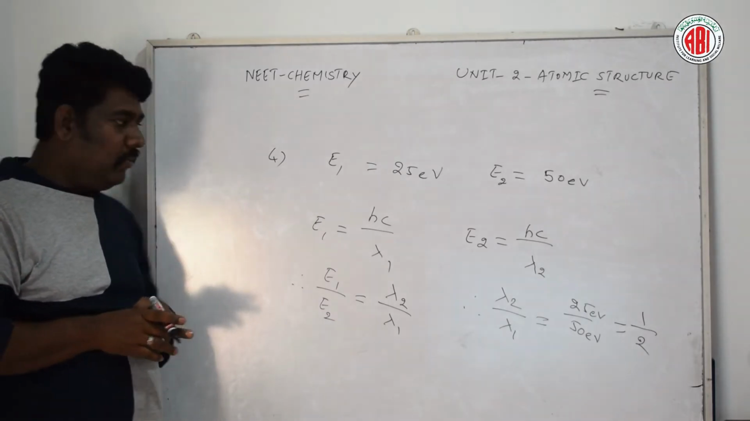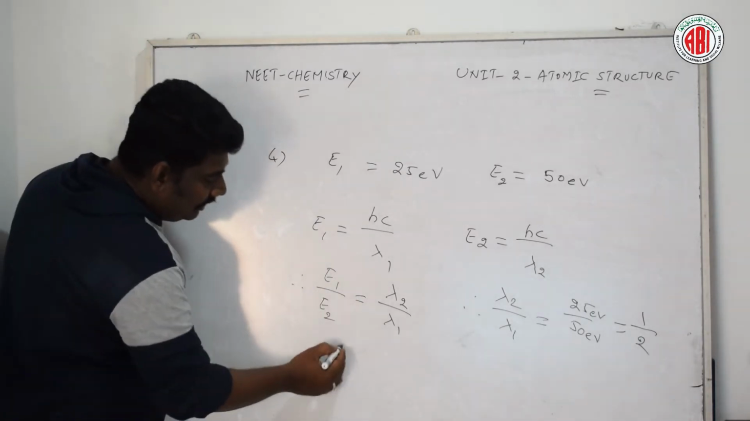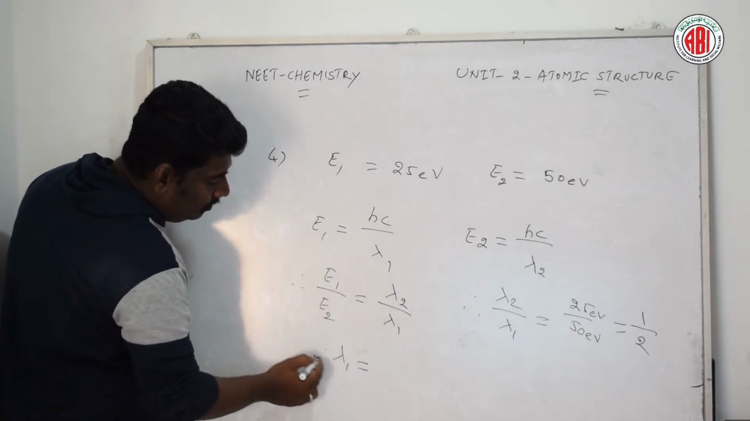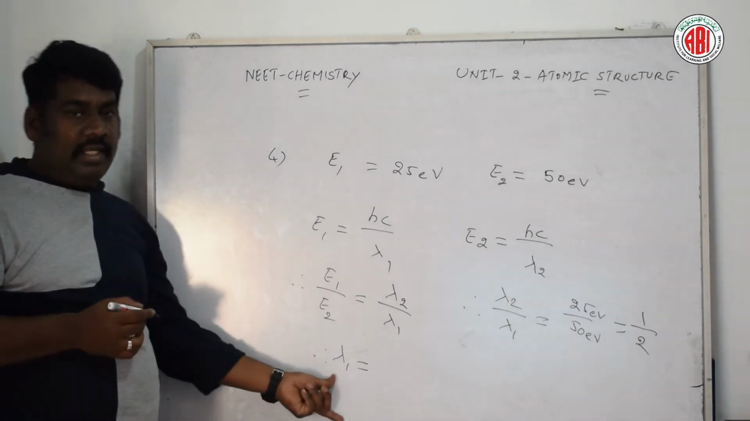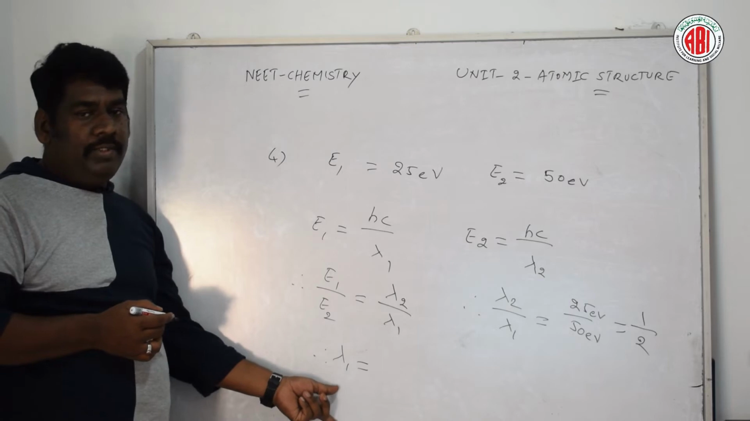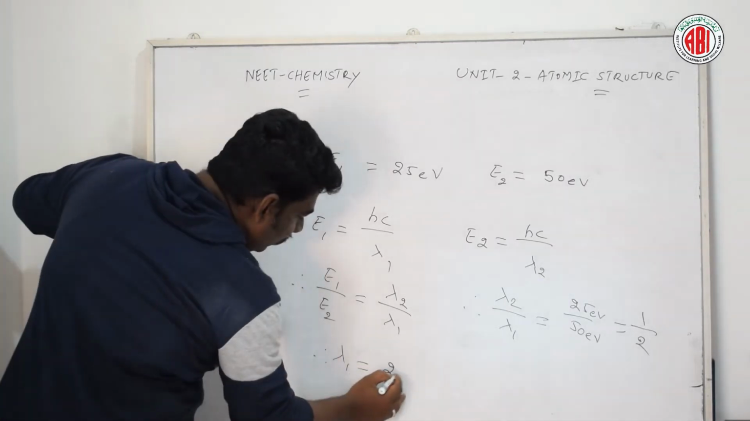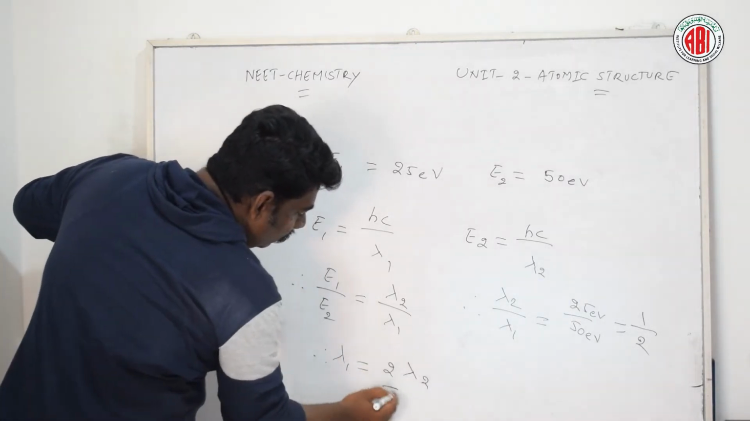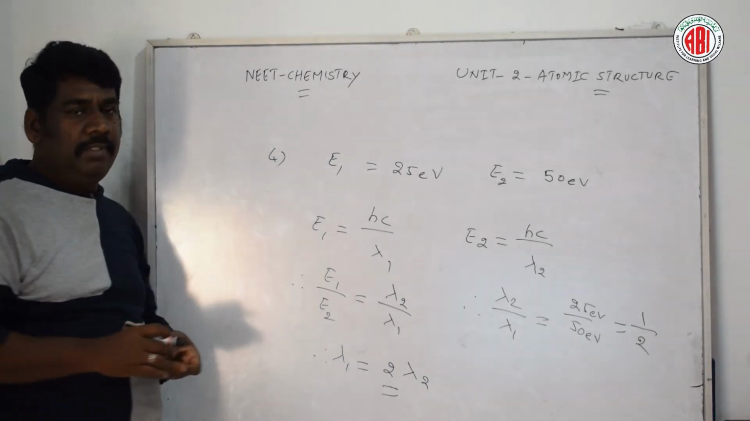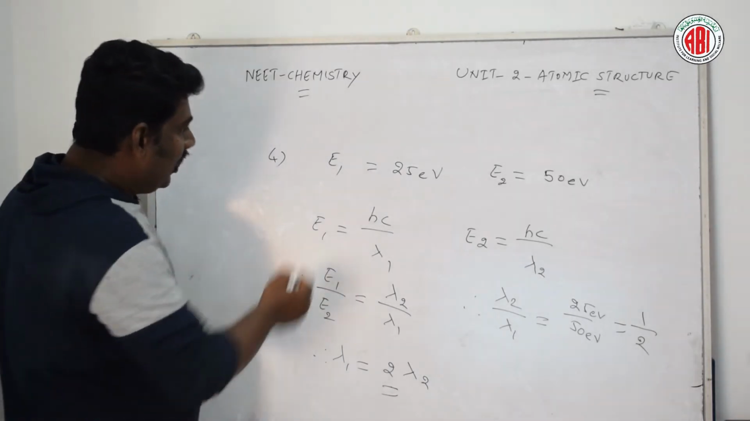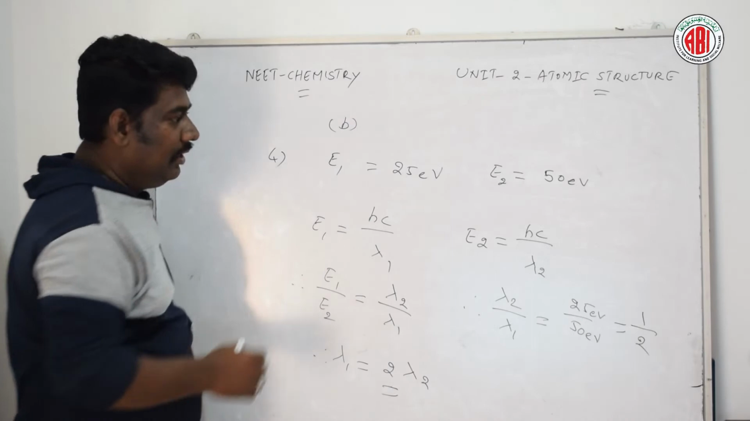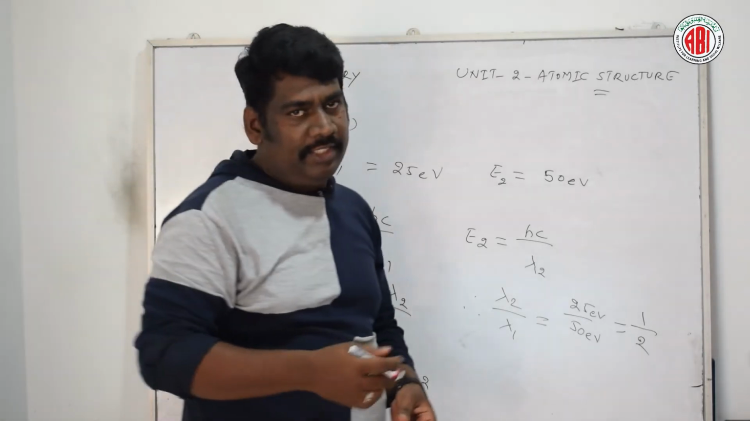Here we are going to find the lambda 1 value. So lambda 1 is equal to 2 into lambda 2. So by this way we can solve this problem. According to this particular question, option B is the right answer. Now let us go for the next question.